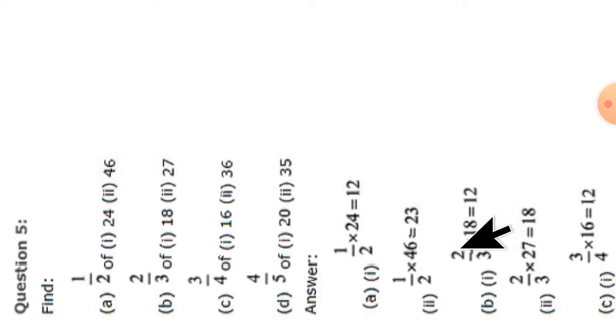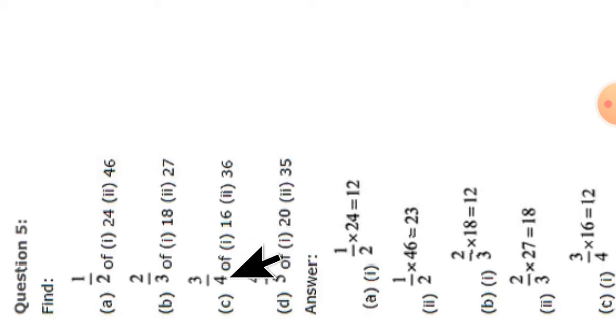Now second one, 2 upon 3 of 18 and 27. So 2 upon 3 into 18 and 2 upon 3 into 27. So 2 upon 3 into 18 means 3 1s are 3, 3 6s are 18, and 6 2s are 12. So 12 is the answer. 2 upon 3 into 27 means 3 1s are 3, 3 9s are 27, and 9 2s will be 18.